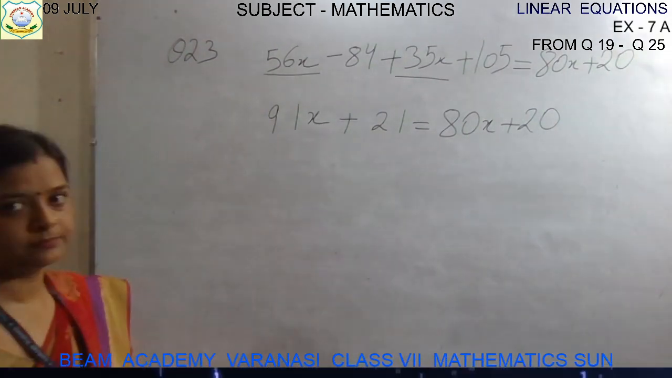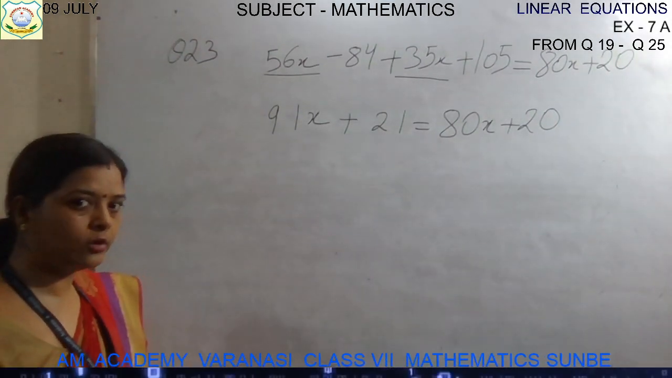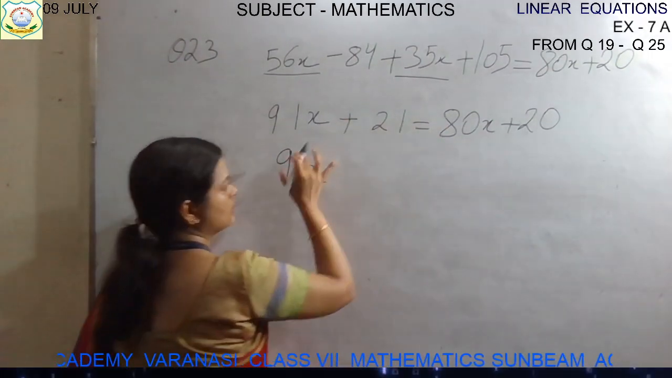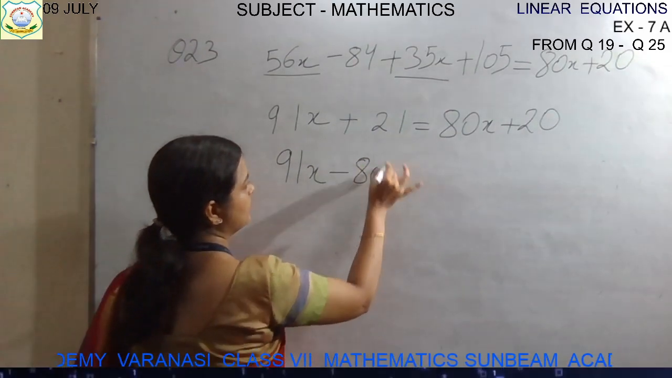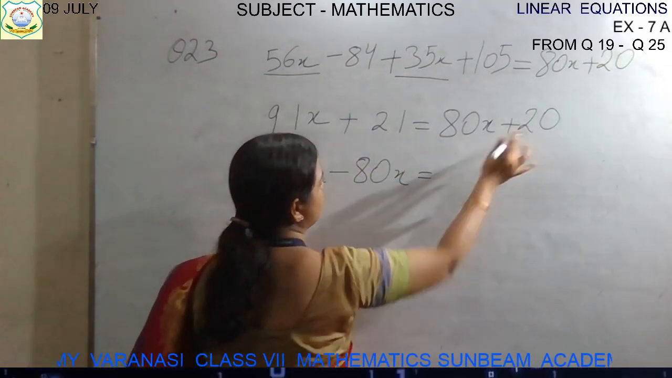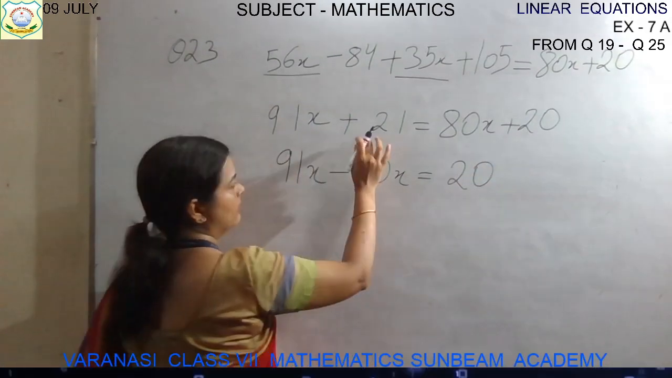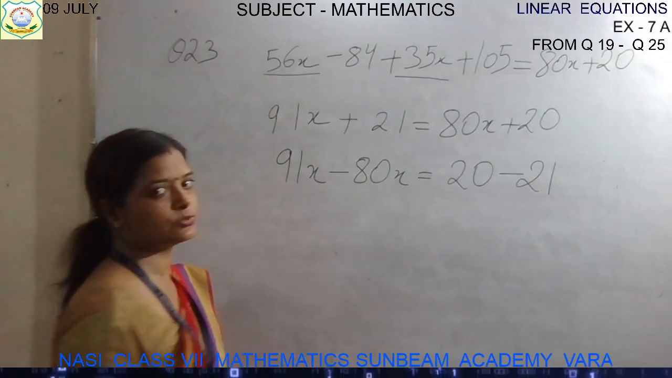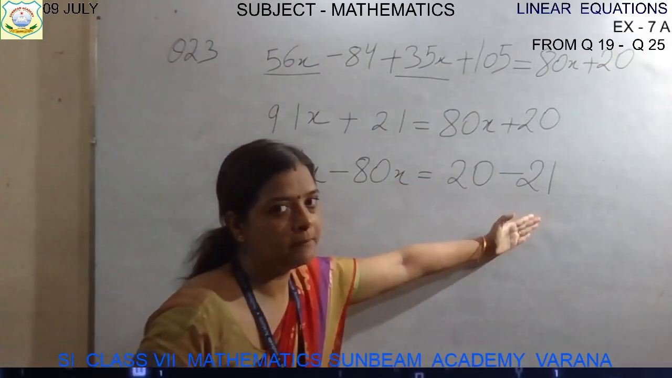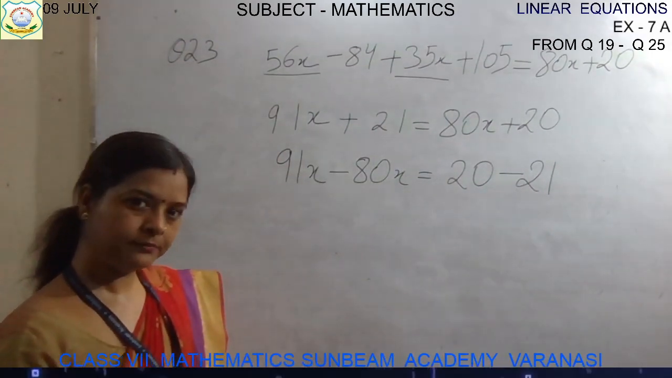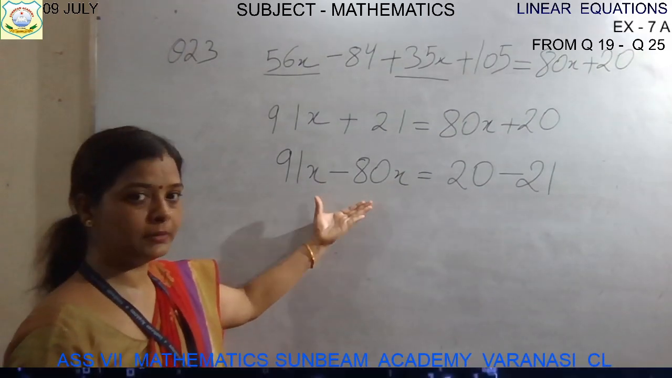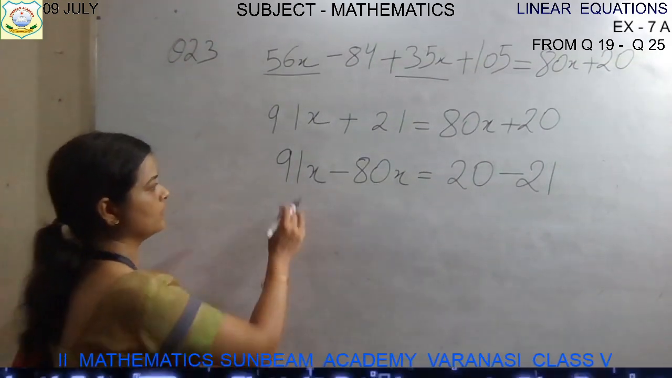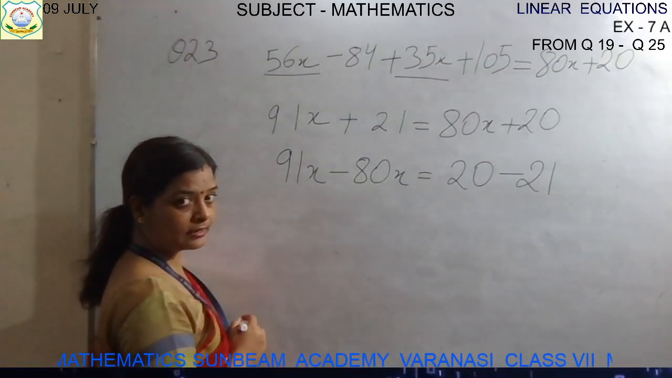This will be left. Now separate the variable on one side, that is 91x. Transpose 80x to LHS, it will become minus 80x is equal to 20, which is already on that side, and when my 21 will transpose to RHS, it will become minus 21. Plus 21 will become minus 21. Clear? I am segregating the variable term on one side and constant term on other side. Now next step, just subtract it.